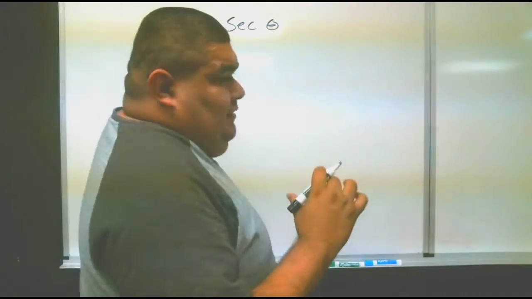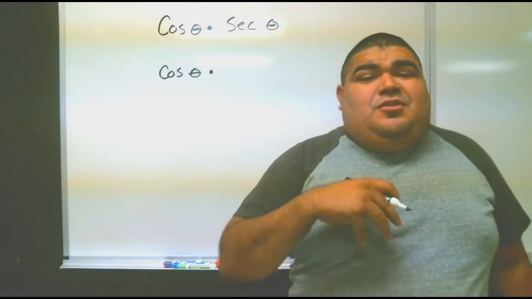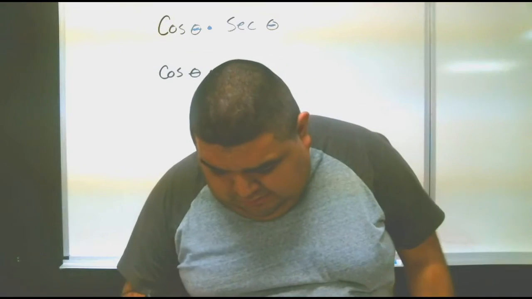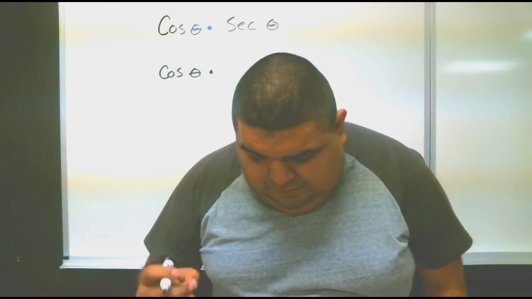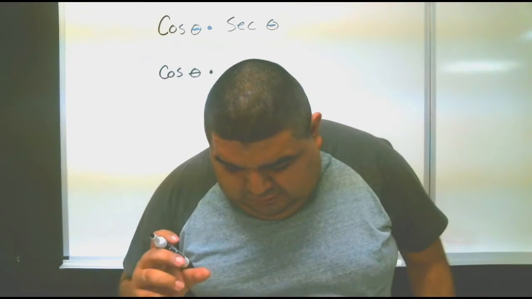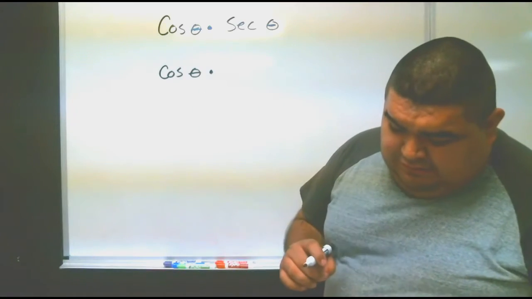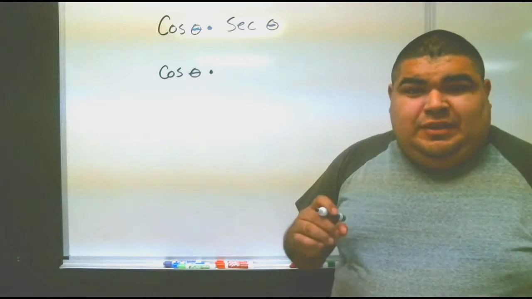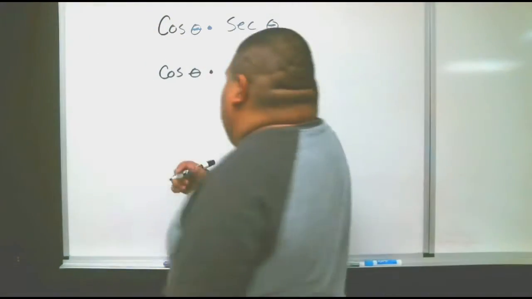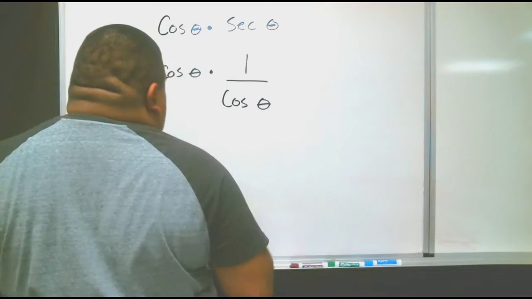Times, now look at secant. The secant can be converted on that chart. If you look on reciprocal identities, which is the middle one, there's cosecant, secant, and cotangent. The one in the middle, secant, says 1 over cosine theta. So another way of saying secant is 1 over cosine theta.